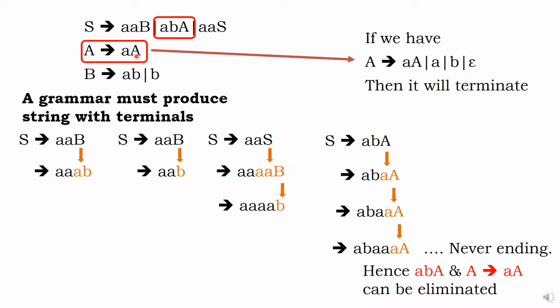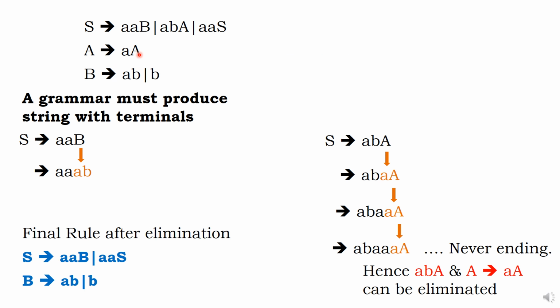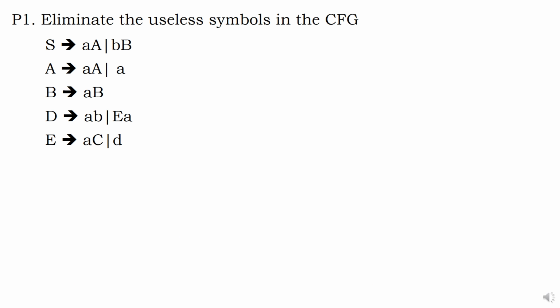Now, it is a second category. Very good. You can recall now. Overall, not reachable is also a useless symbol. Overall, not terminating is also a useless symbol. Hence, this is the rule available. Now, this is your final rule after elimination.